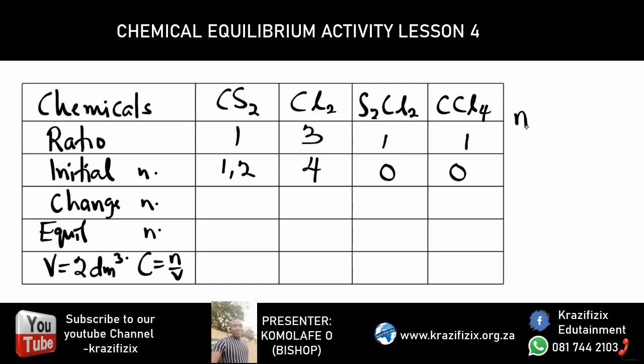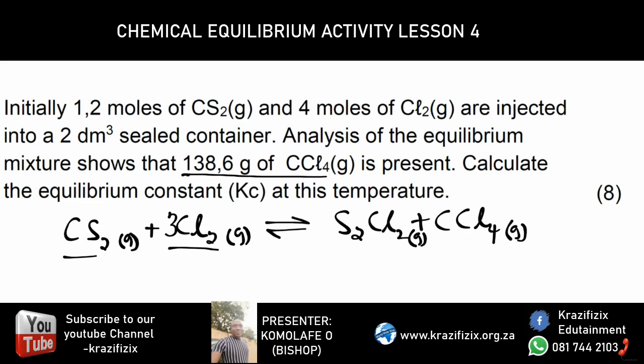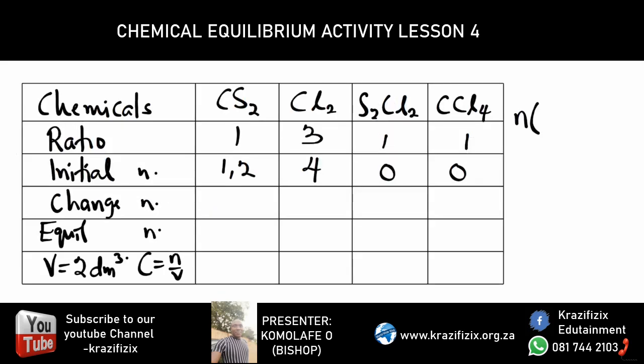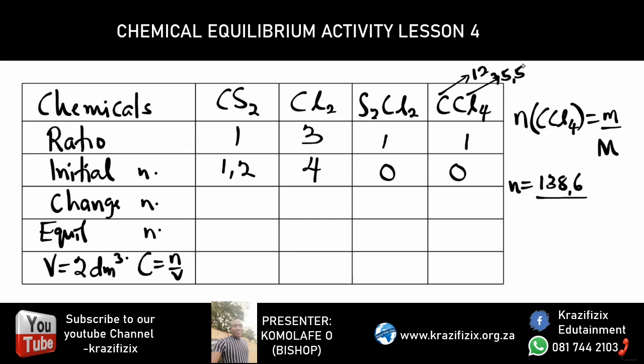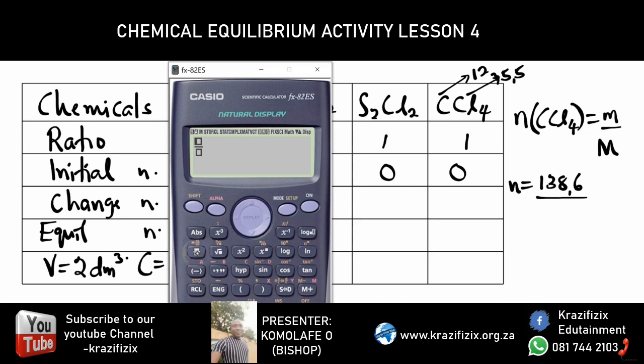Number of moles of what compound again? This calculation earns marks, so you need to show it. CCl4, 138.6. Number of moles of CCl4 is mass over molar mass. So 138.6, that's the mass. What is the molar mass? You go to your periodic table. Carbon is 12 and chlorine is 35.5. You get that from the periodic table, so we can do our calculation quickly. Please remember, I am repeating, this calculation must be shown.